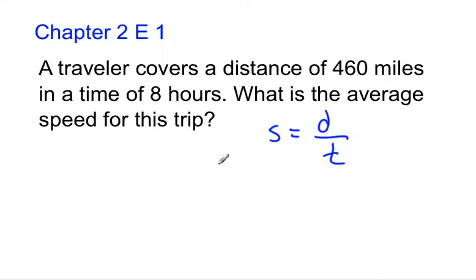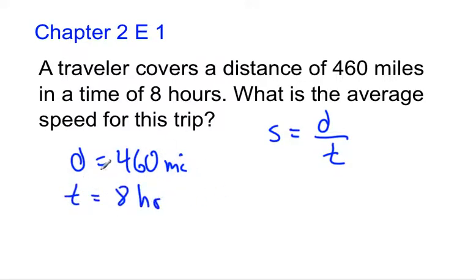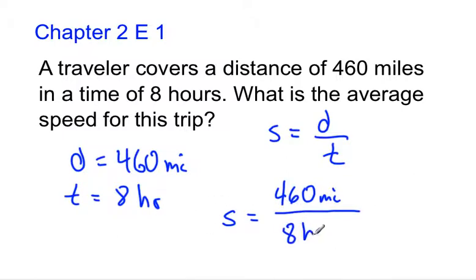So this problem is fairly simple. We're just going to take our distance, which is the 460 miles. The time is 8 hours. We're going to plug these two things into this equation here. So the speed will equal 460 miles divided by the time, which is 8 hours.